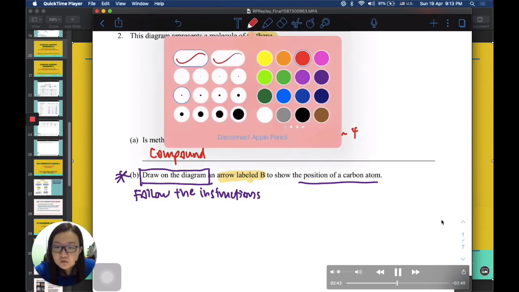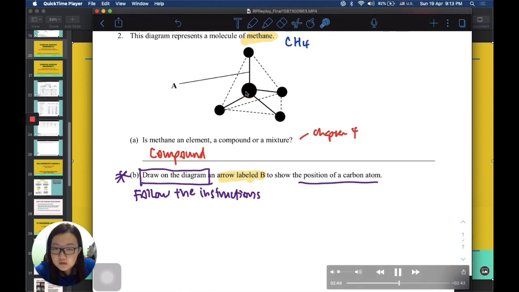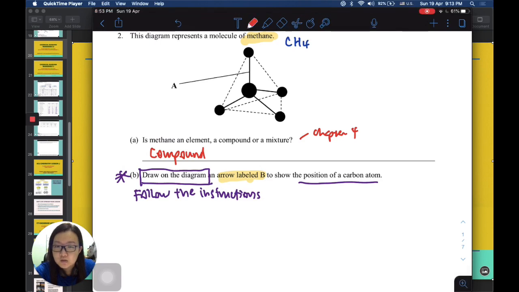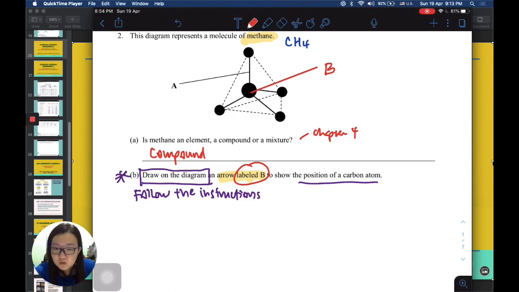So you need to use an arrow labeled B to show the position of a carbon atom. The carbon atom is right here in the middle, as you can see from my laser pointer. So CH4, this is C, carbon in the middle, surrounded by 4 hydrogen atoms. So label using an arrow labeled B to show the position of a carbon atom. Draw an arrow, then put B there. Simple. That's part B.